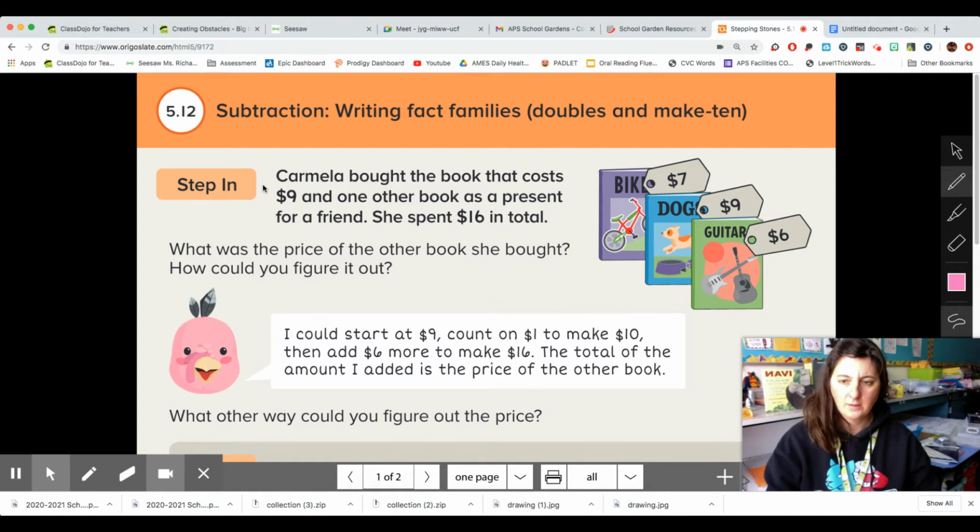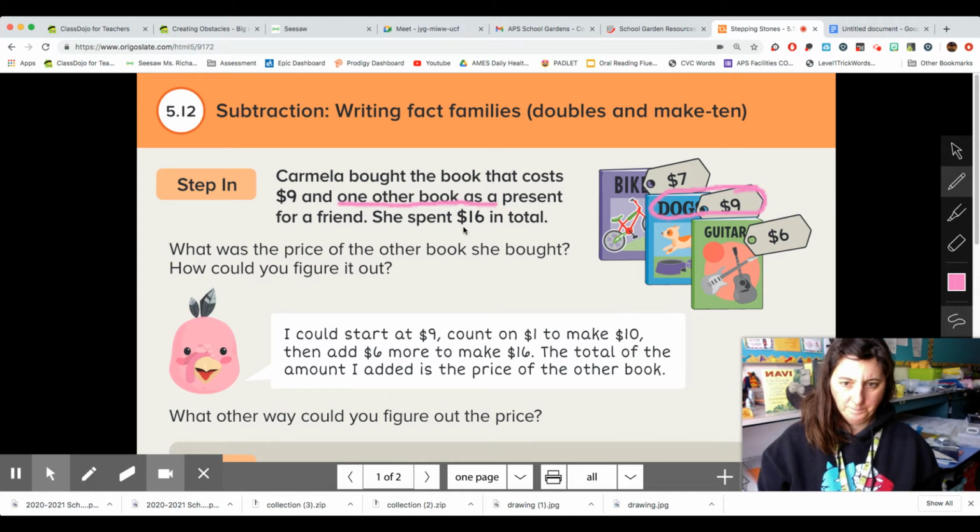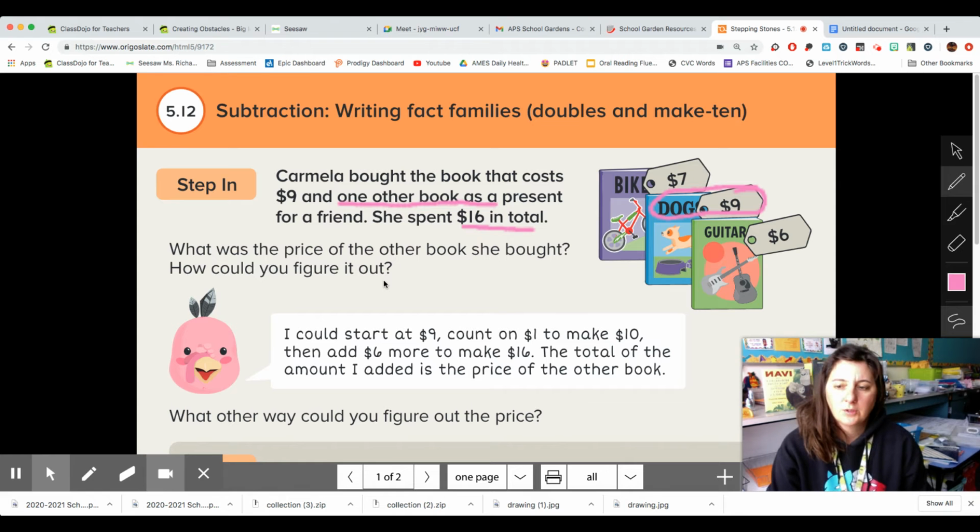Carmela bought the book that cost $9 and one other book as a present for a friend. She spent $16 in total. So that tells me that she bought this book, that's $9, and one other book as a present. So the combination of the price of this book plus the other one must equal $16. So we need to figure out what was the price of the other book that she bought. Here's one way to figure it out.